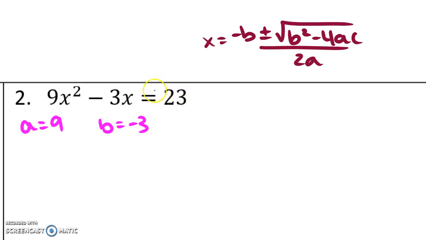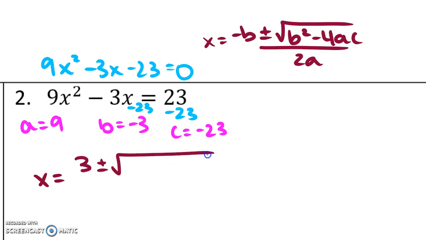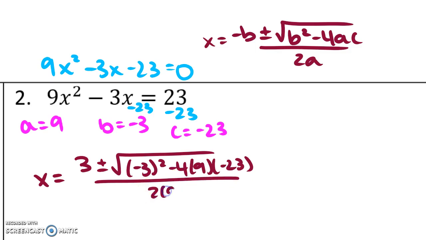So in order to get it equal to 0, we're going to have to move that 23. Since it's positive, we're going to subtract 23 from both sides. So that would mean my actual equation in standard form looks like that, which means my c value is negative 23. From here, I'm going to plug them into my equation. Opposite of b, so positive 3 plus or minus the square root of negative 3 squared minus 4 times 9 times negative 23 all over 2 times a, or 2 times 9.